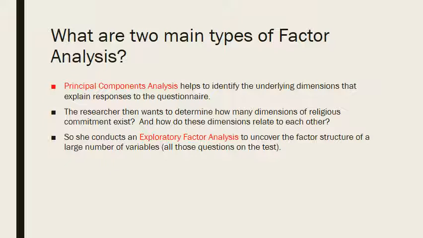And then we can determine how many dimensions we might have. Maybe there's only one dimension and it's really one thing, religious commitment. But what if religious commitment is actually not one thing? Maybe it's actually 2 or 3 things. We call it religious commitment, but it actually breaks out into 2 or 3 separate constructs. So that's where principal components analysis can help us, to figure out how many constructs we have. And we can then conduct an exploratory factor analysis so that we can try to uncover the structure of these large number of variables and boil them down into a small number of factors.